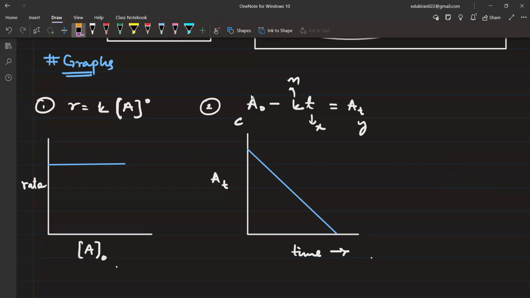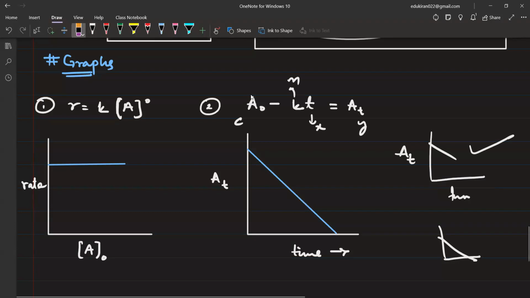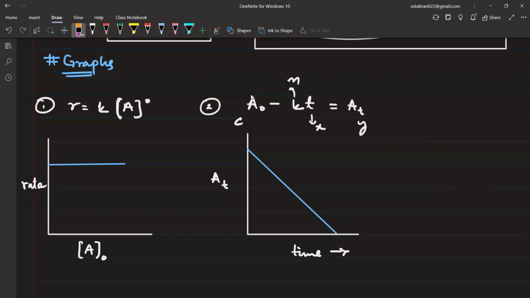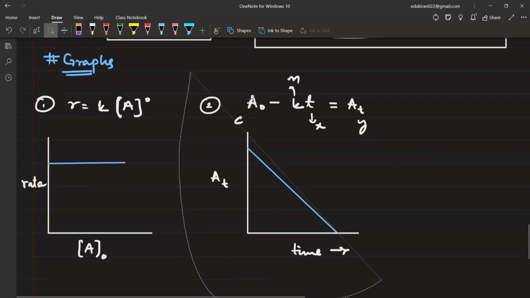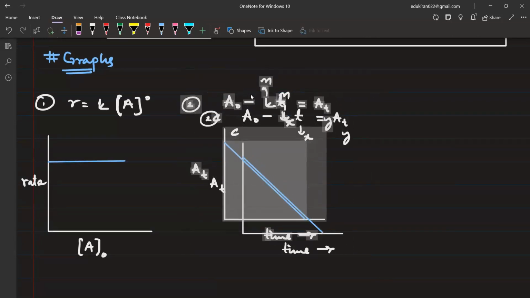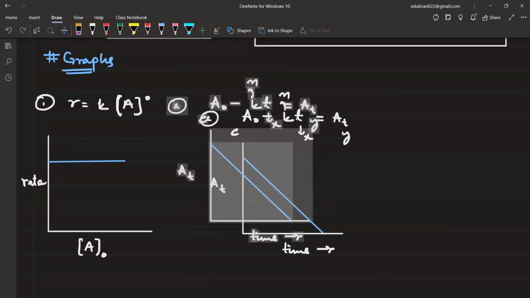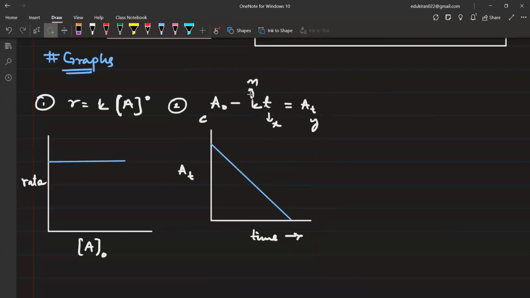If they ask you something like this, they have given you a graph between concentration of A at time t and time, and in the other options you don't have this graph, then correct this one. If they ask what this particular graph is, you will write this is the graph for zero order reaction, AT versus time. That was the second graph.